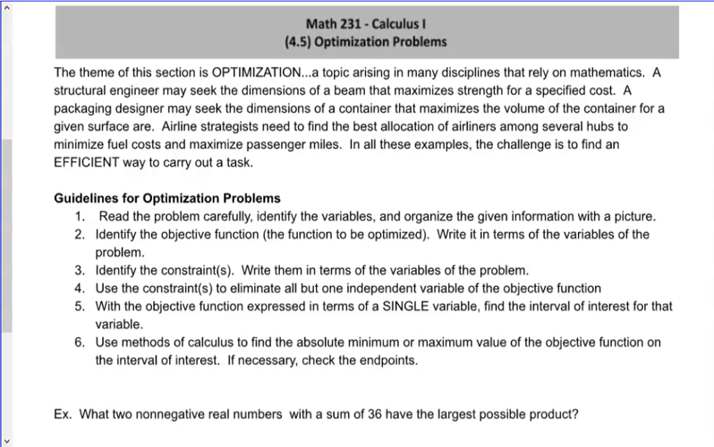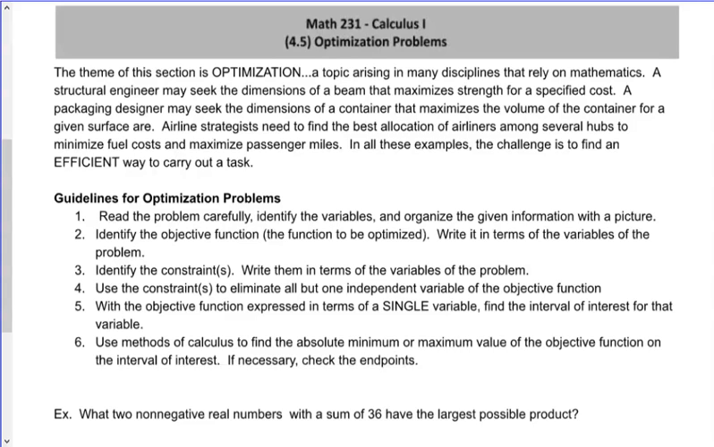Right, here we are moving into section 4.5, where we are now going to use the idea of our derivatives in the sense of maximum and minimum to solve some application problems, some real world problems that you may have. So the theme of this section is optimization. It's a topic arising in many disciplines that rely on mathematics.